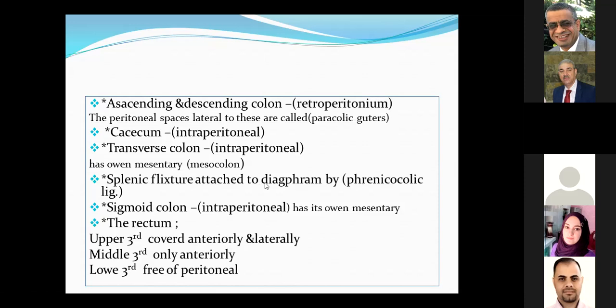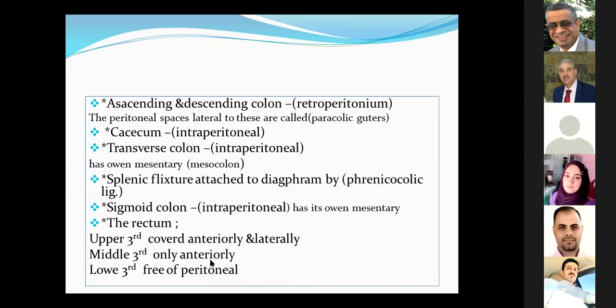The splenic flexure is attached to the diaphragm by the phrenicocolic ligament. The sigmoid colon is intraperitoneal and has its own mesentery. The upper third of the rectum is covered anteriorly and laterally by peritoneum. The middle third is covered only anteriorly, and the lower third is free of peritoneum.